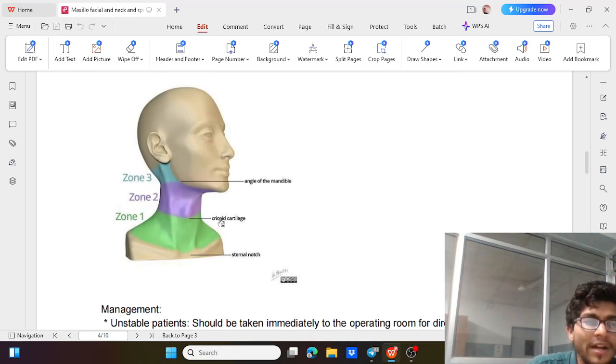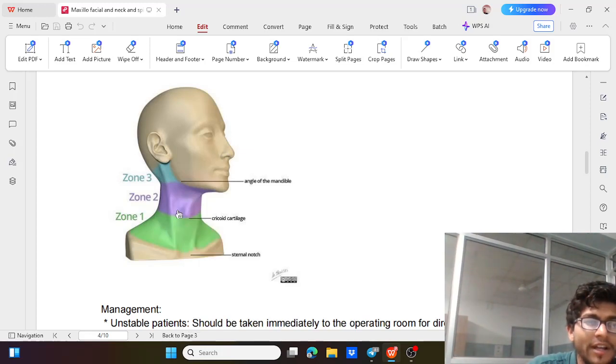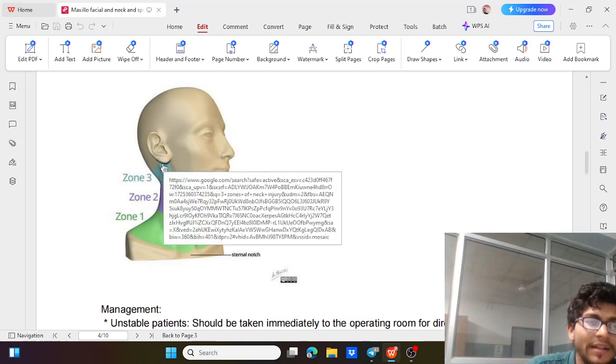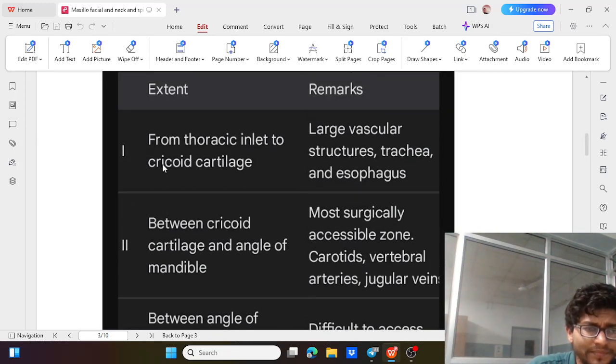Zone 1 is the lower part starting from the sternal notch up to the cricoid cartilage. Then from the cricoid cartilage to the angle of mandible, it is zone 2, and above that up to the base of skull, it is zone 3, as we can see in the diagram. From the thoracic inlet, that is sternal notch, to the cricoid cartilage, the structures especially here will be large vessels and trachea and esophagus, so we have to be careful while considering injuries in these regions.